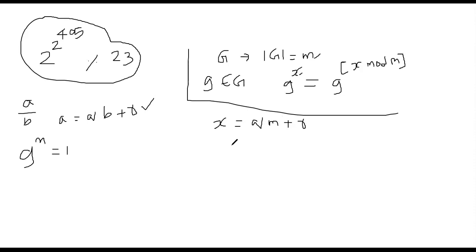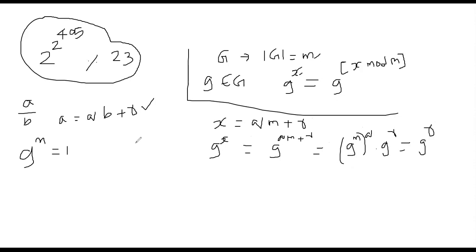And now we will do g power x. What is g power x? That must be the same as g power (QM plus R), right? Which is the same as (g power M) power Q times g power R, and this is nothing but g power R. The reason being g power M is 1. So what is R? R is nothing but the remainder when you take your x and divide it by M. So we proved it: g power x is nothing but g power (x mod M).